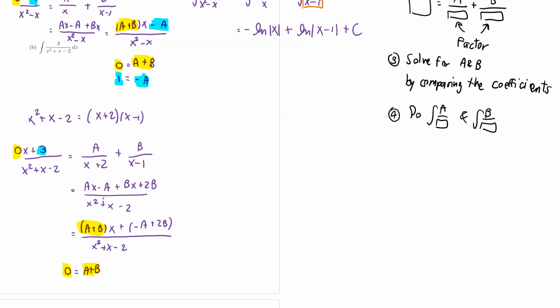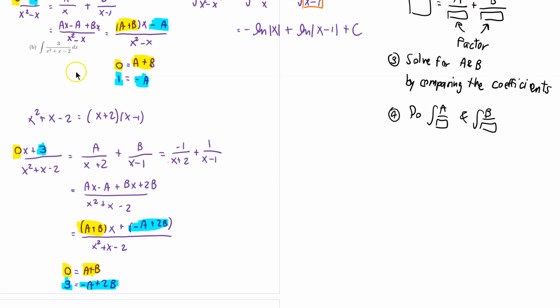And then the constant term has to be equal as well. This 3 here has to equal negative a plus 2b. So my 3 has to equal negative a plus 2b. This is going to be my blue equation. I can add these two equations together, and that will cancel out the a. So I'm going to have 3b equal to 3. So my b is going to equal 1, and that makes my a equal to negative 1. In other words, this thing that I have here is the same as negative 1 over x plus 2, and then plus 1 over x minus 1.